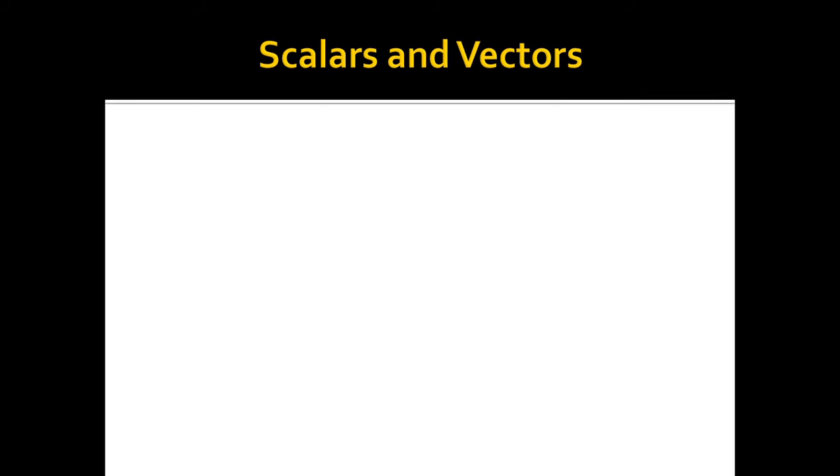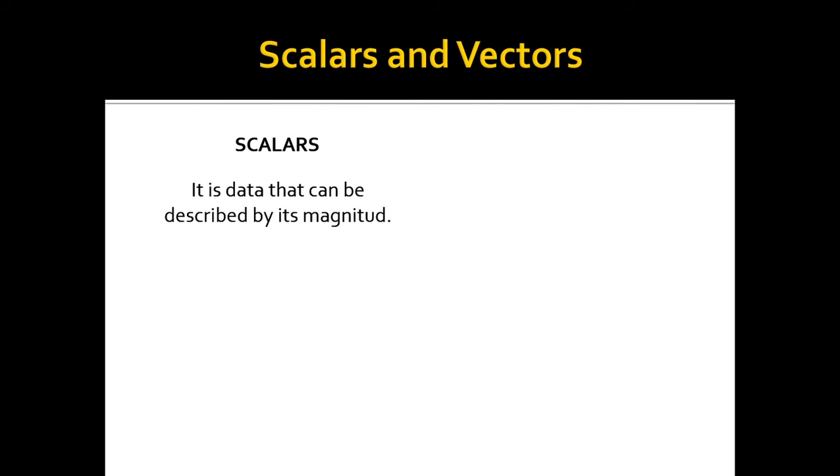Now we have to take a look at the following topic, which is scalars and vectors. Scalars are data that can be described by its magnitude. Here we have some examples. In distance, we have 5 meters, time, 10 hours, and in mass, 6 kilograms. So what exactly are the scalars that we can find in here? Basically, they are meters, hours, and kilograms, because that is a magnitude that we're measuring.